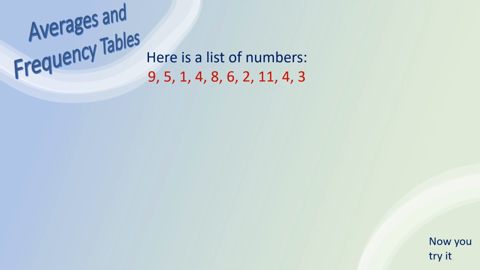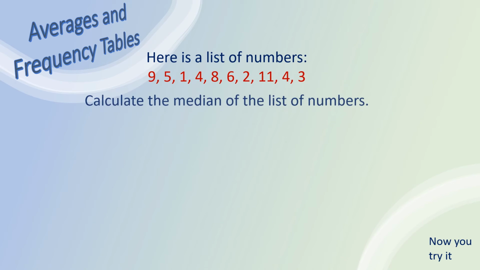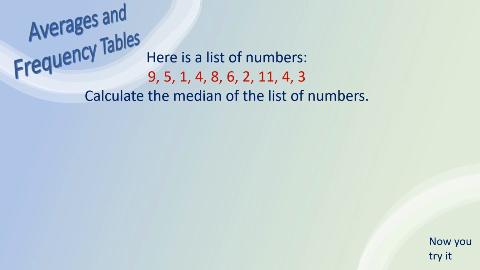So let's see if you can have a go. Okay, here's a list of numbers. Calculate the median. Pause the video again and see how you do. So how did you do? Well, again, rearrange it left to right, small to large. And if you got 4.5, well done.